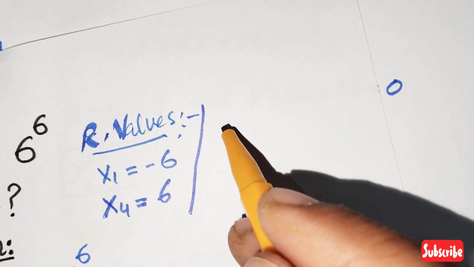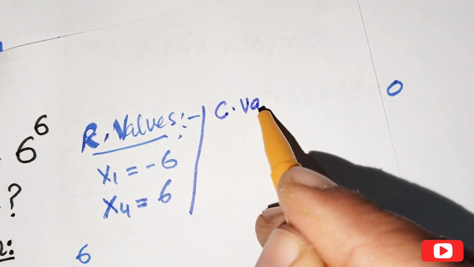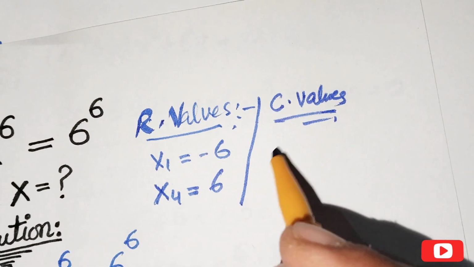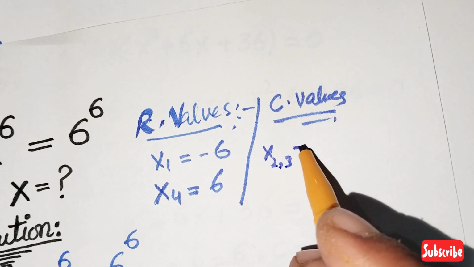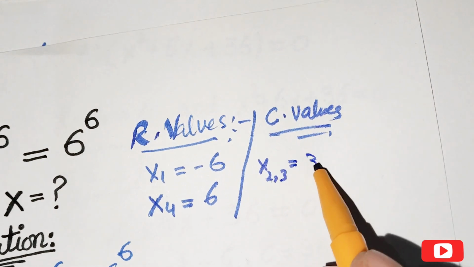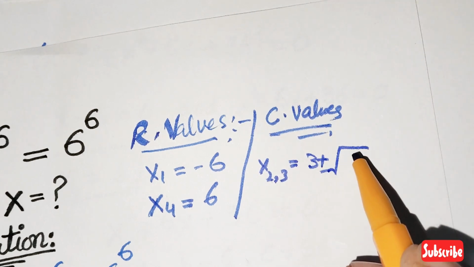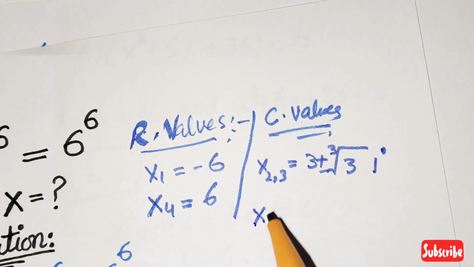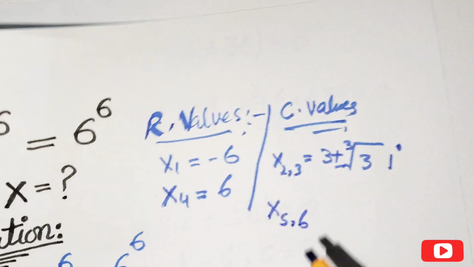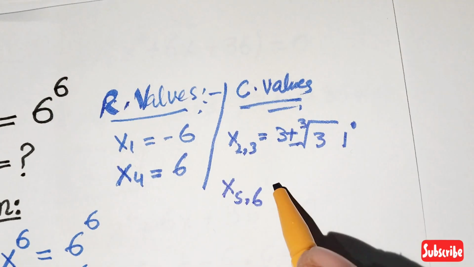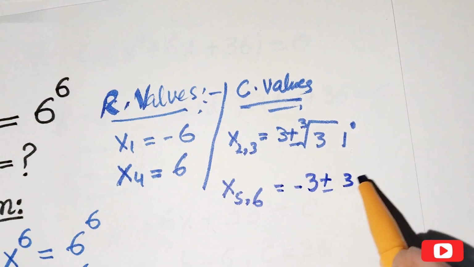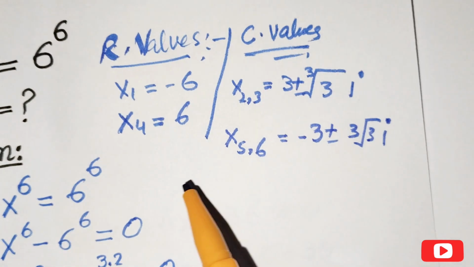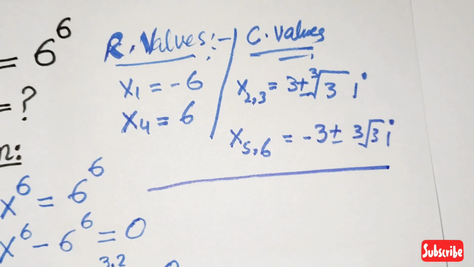Our complex solution is that the complex values of x are x2 and x3, which are equal to 3 plus minus 3 square root of 3 i, and similarly x5 and x6 are the values minus 3 plus minus 3 square root of 3 i. So these are the values that we found. Hope you understand this.